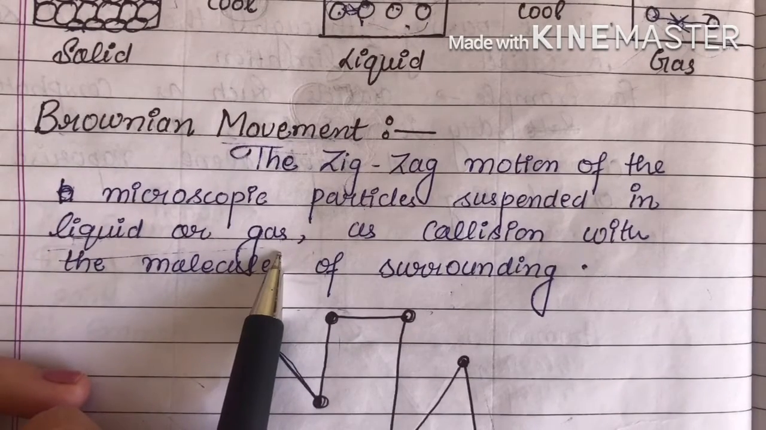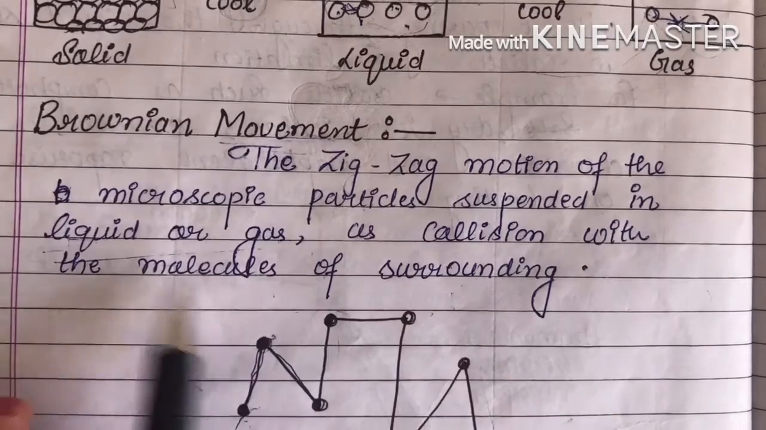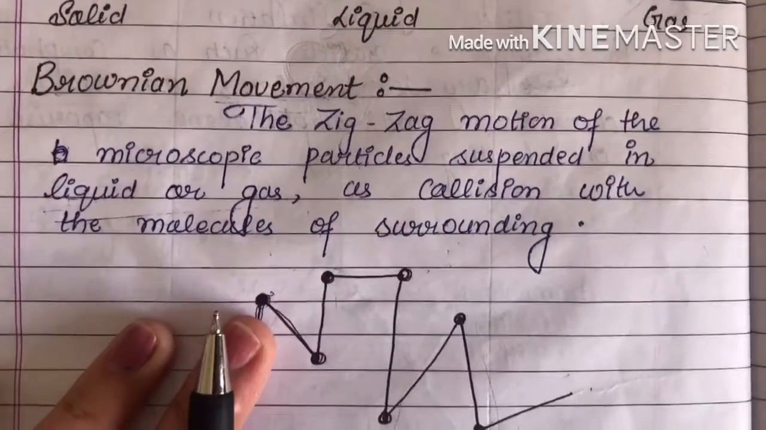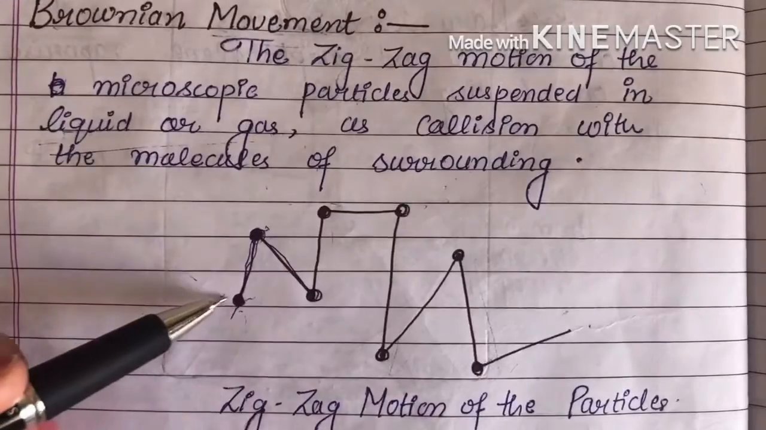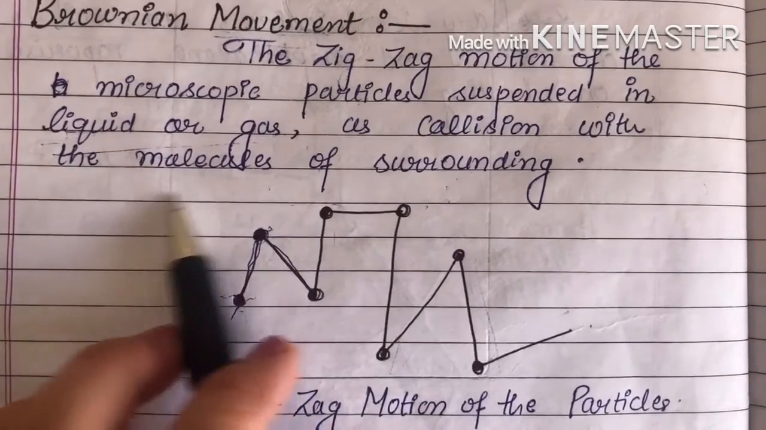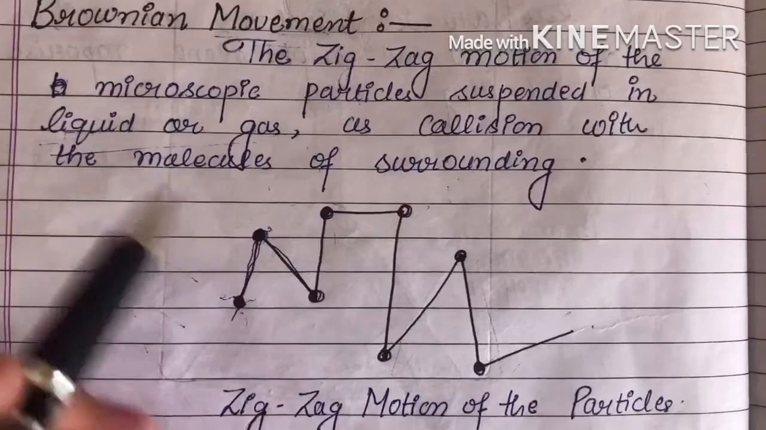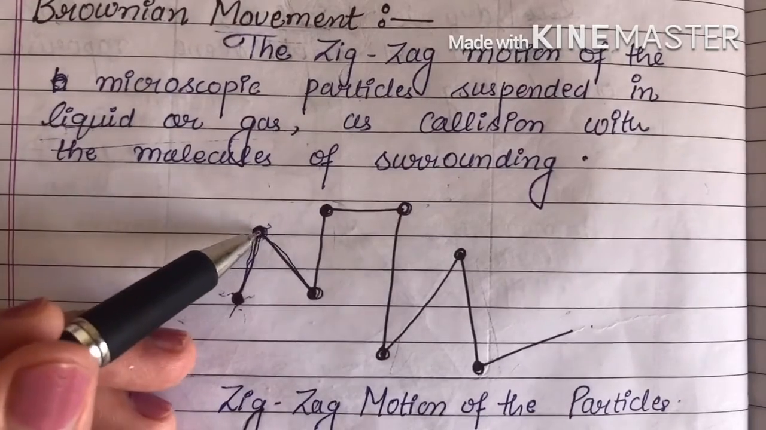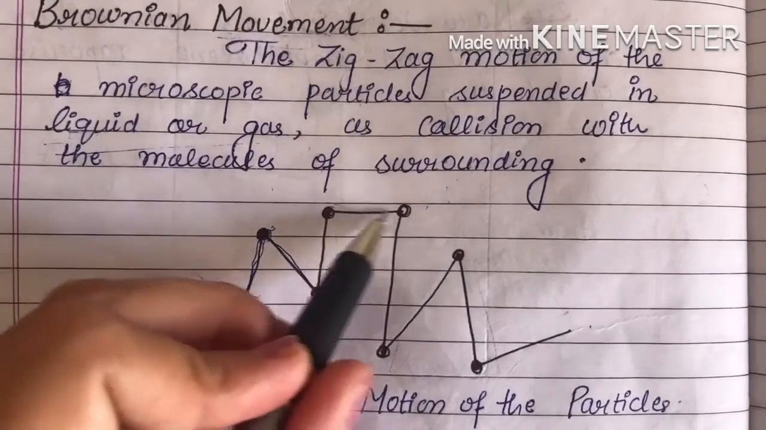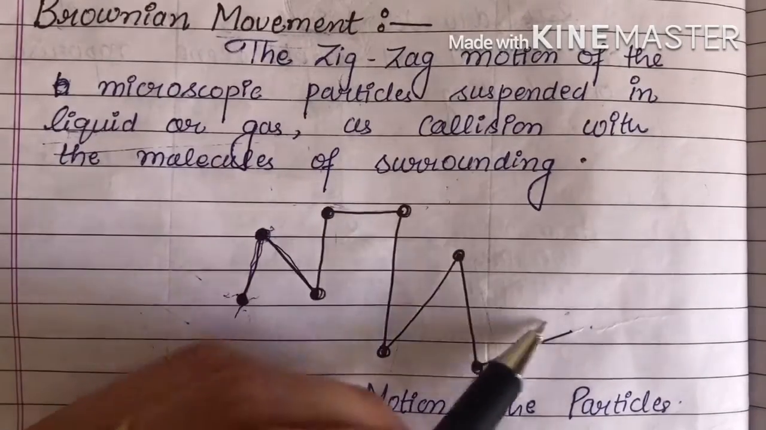So here what will happen? The molecules collide with each other and form the zigzag motion like this. When these two molecules in the medium of liquid or gas collide with each other, after collision they change their path. Okay, this is the zigzag motion.